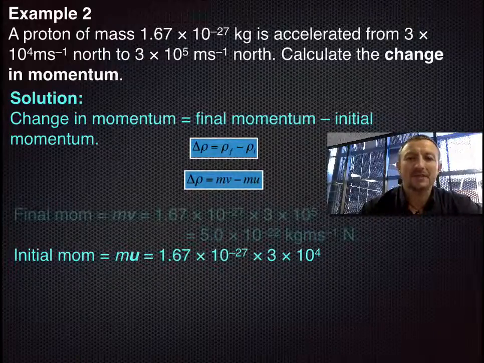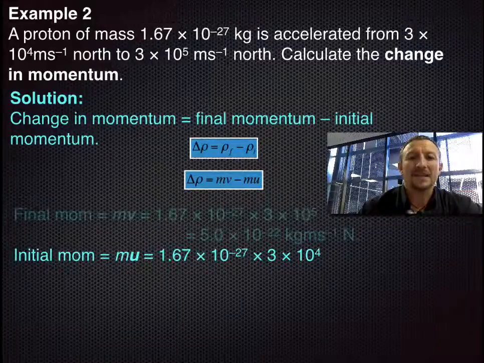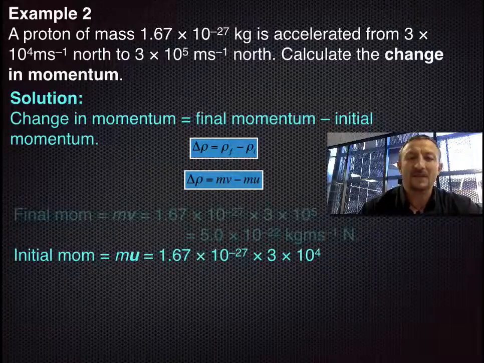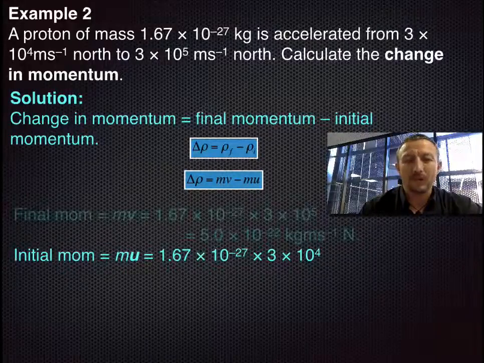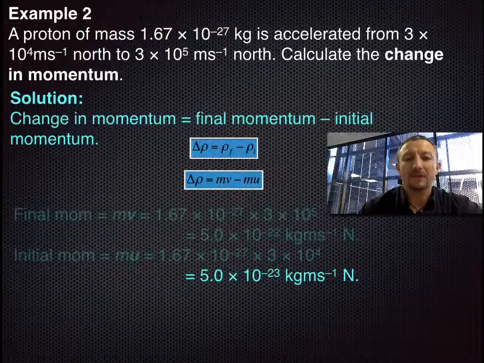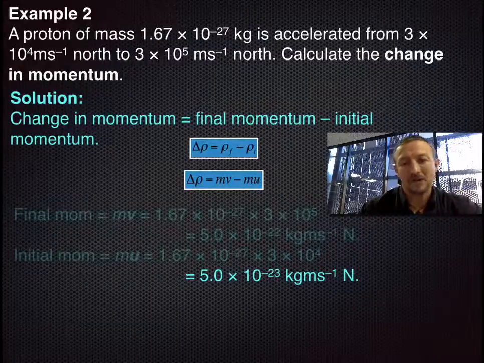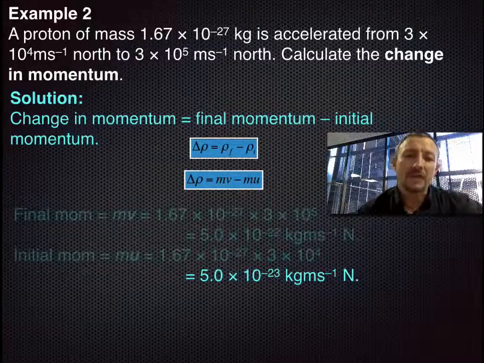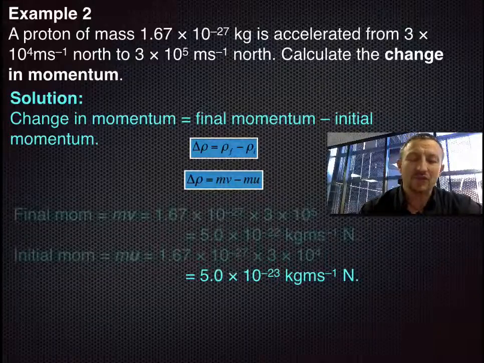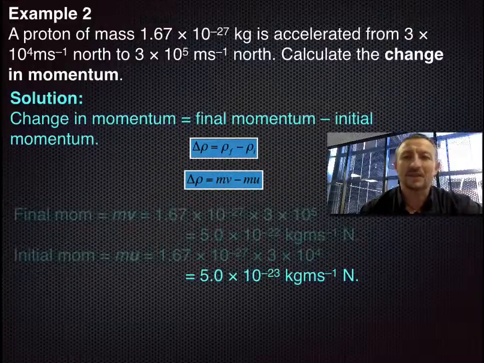It's the same process. We know it's going in the northerly direction, but what's happened is it's 1.67 times 10 to the negative 27 times 3 times 10 to the 4. So it's obviously slower than the final momentum. So we end up with 5 times 10 to the negative 23 kilogram meters per second, but it's in the same direction. Now, to use the algorithm, what I've got to do is change the direction of the initial momentum. So instead of being north, it's going to be south.